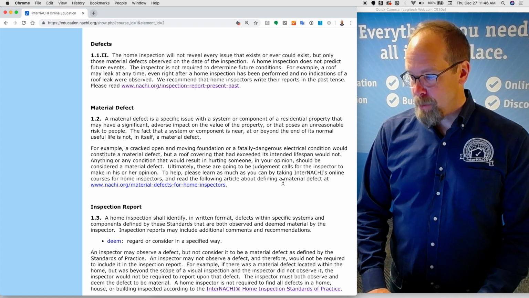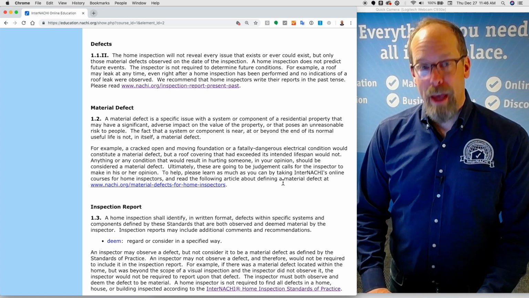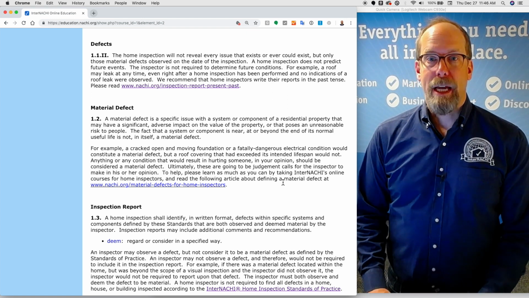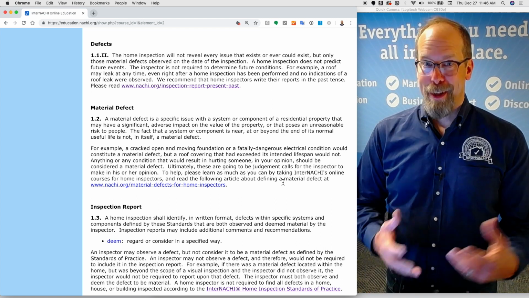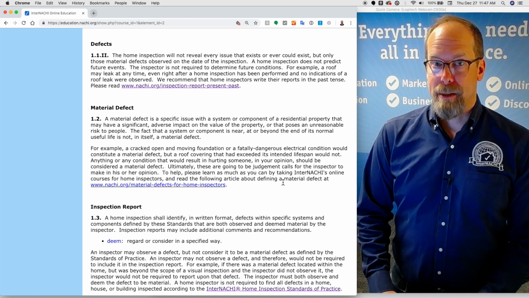We recommend that home inspectors write their reports in the past tense. And we have an article written by our legal counsel making that recommendation. So your inspection reports should reflect the standards of practice, but also be written in the past tense.